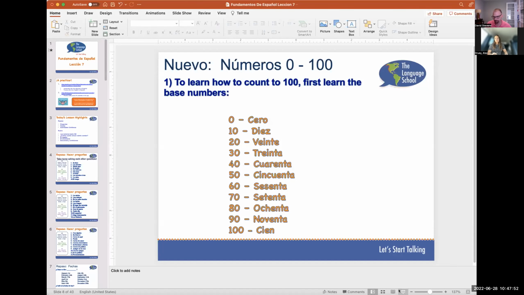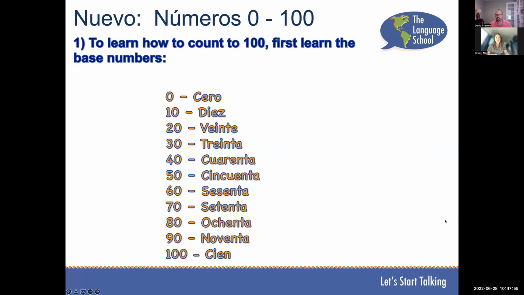Okay, so we're just about to get into the numbers. I think we did get into the numbers and then we just didn't do the practice activity. So let's review the numbers.